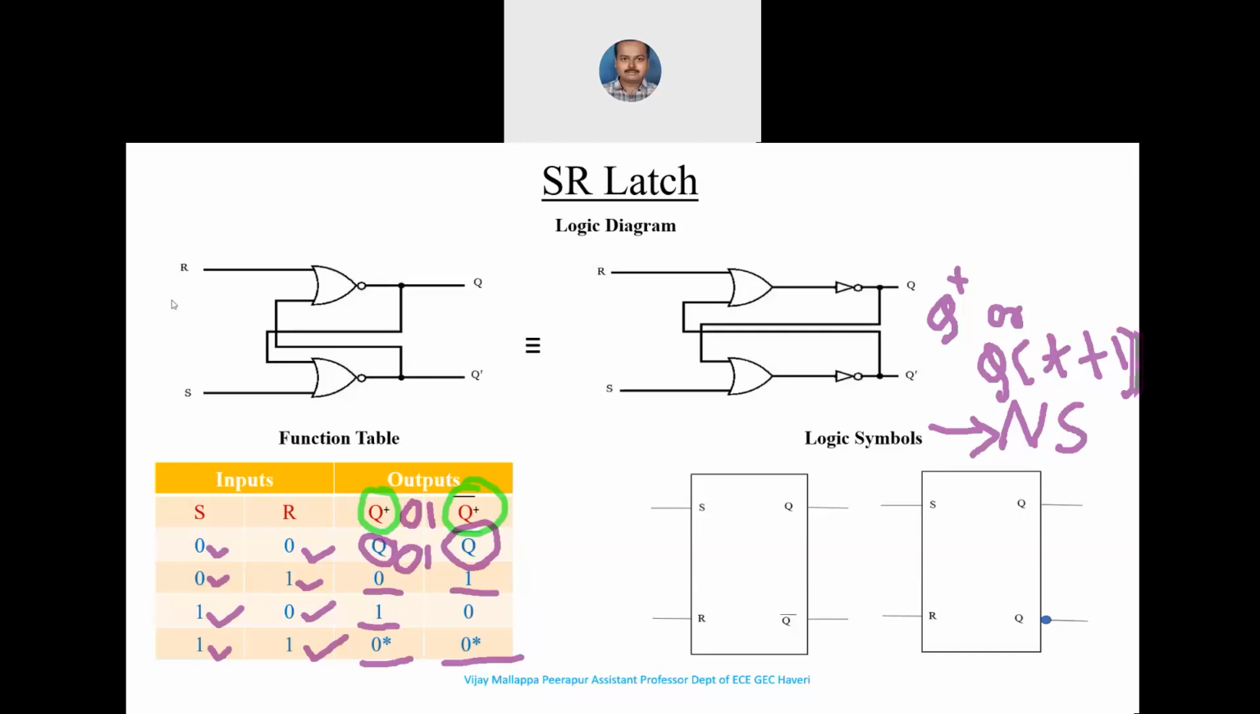And I'll explain about this one in detail. Everyone understood about this one? At least the function table, what you understand by next state, right? The previous state.